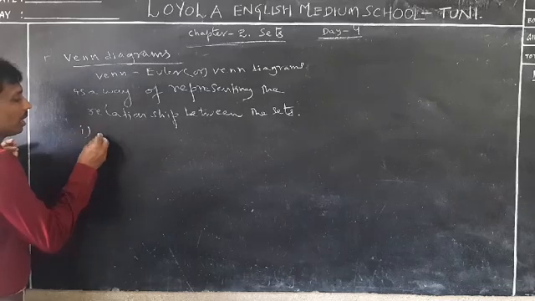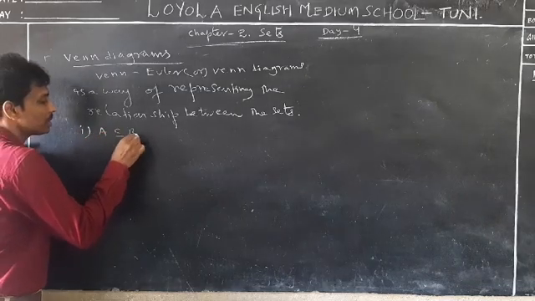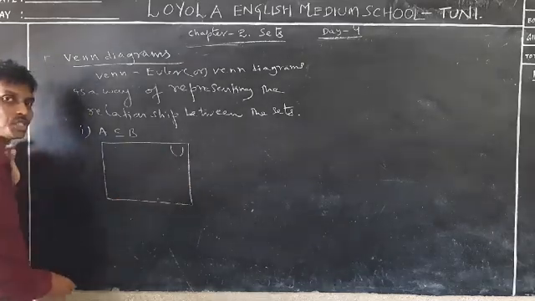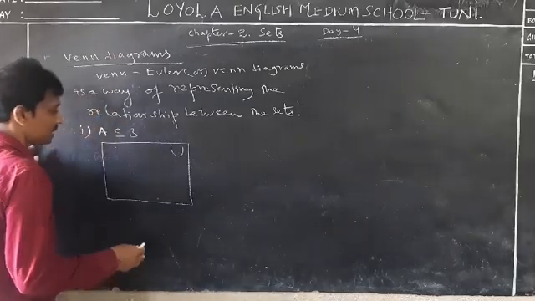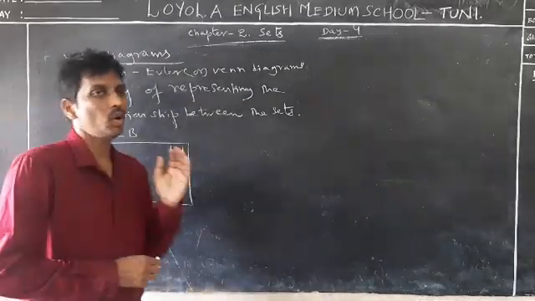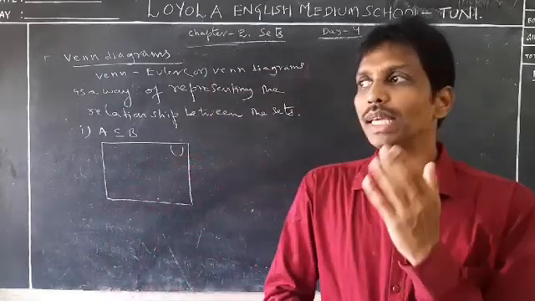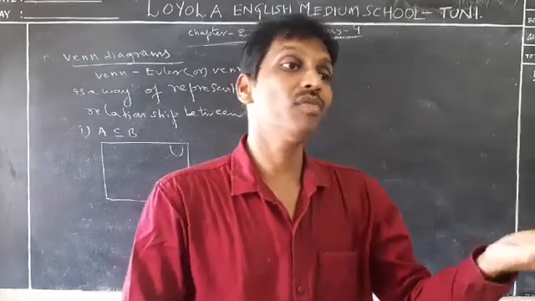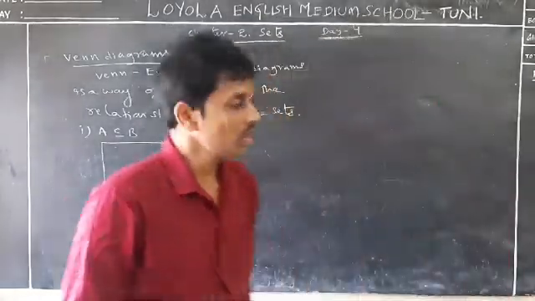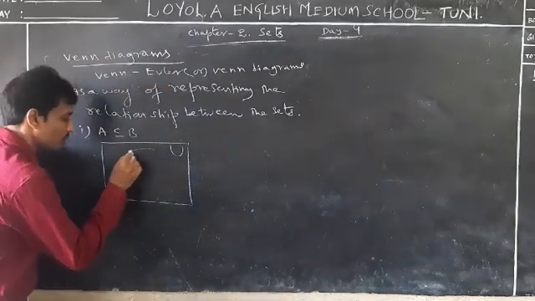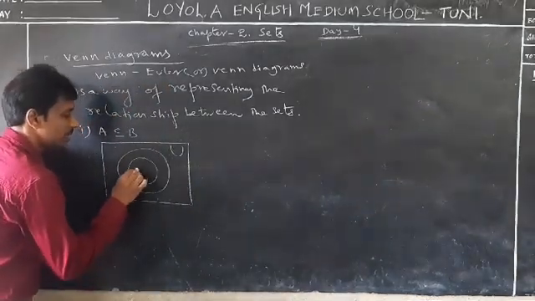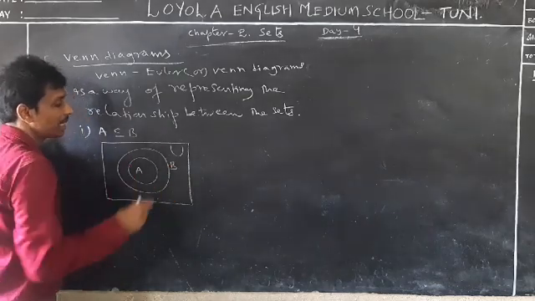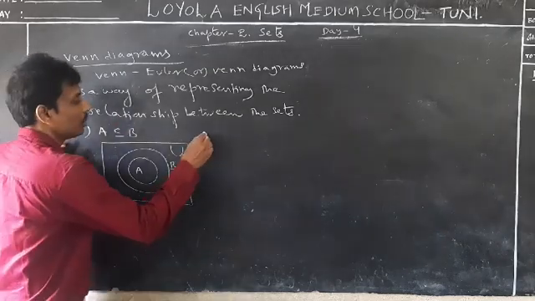Say some examples. First one is A is a subset of B. Let us draw one rectangle which represents U, that is nothing but the universal set. A is said to be a subset of B. What does it mean? If all the elements of A are present in the set B, then B is known as a superset of A, and A is said to be the subset of B. Thus A is a small circle and B is a big circle. The A circle lies inside the B circle. Then this diagram is said to be A subset of B.